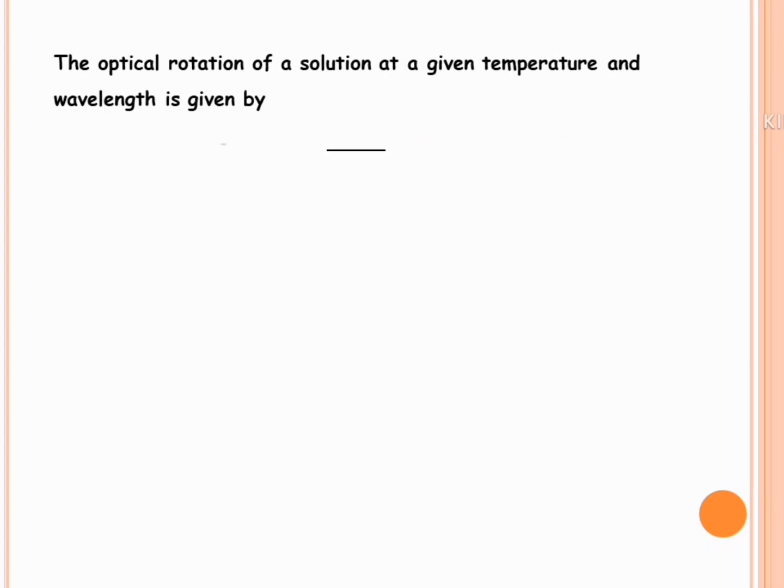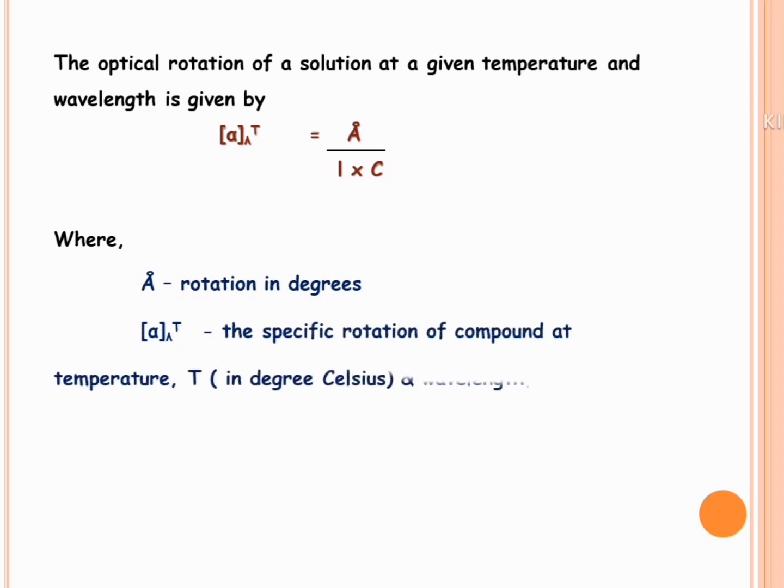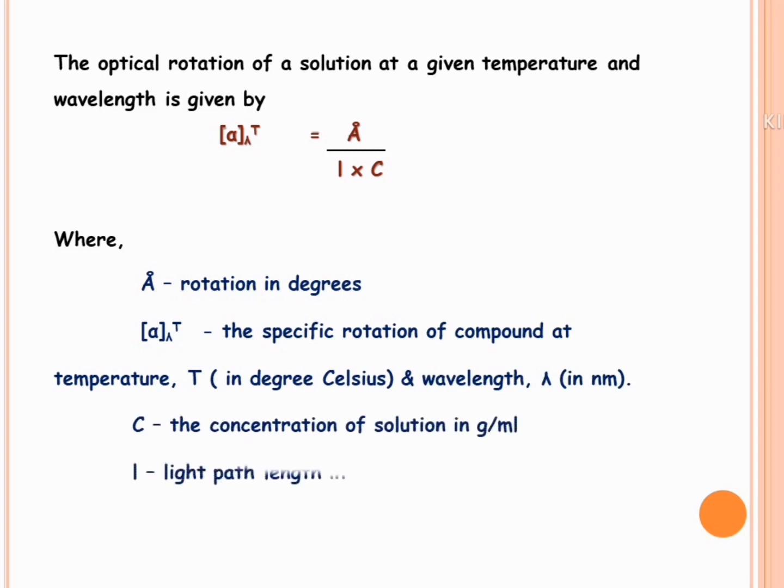Specific rotation is equal to degree of rotation divided by L into C, where degree of rotation is the observed rotation in degrees, and the specific rotation is the specific rotation of compound at temperature T in degrees Celsius, and wavelength lambda in nanometer. If the wavelength of the light used is 589 nanometer, the symbol D is used in the specific rotation. C is the concentration of the solution in gram per ml. L is the light path length in decimeter.